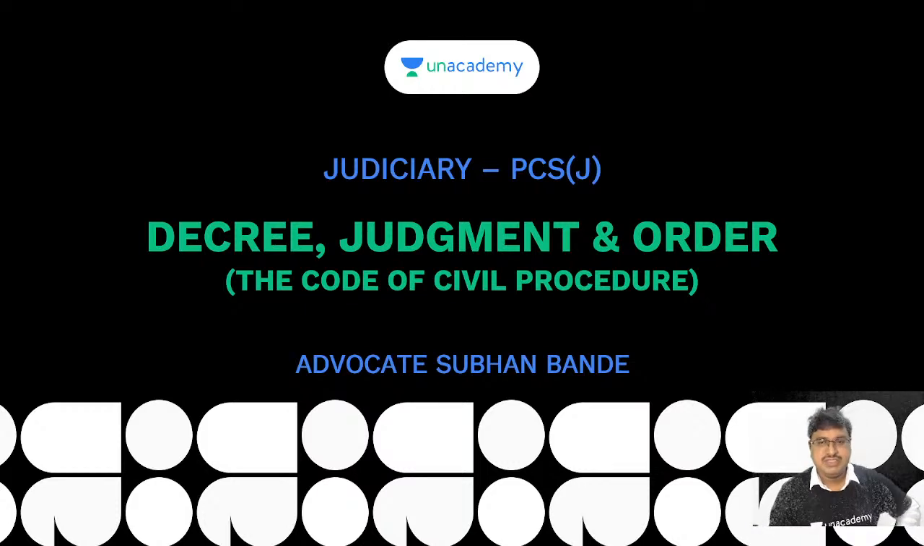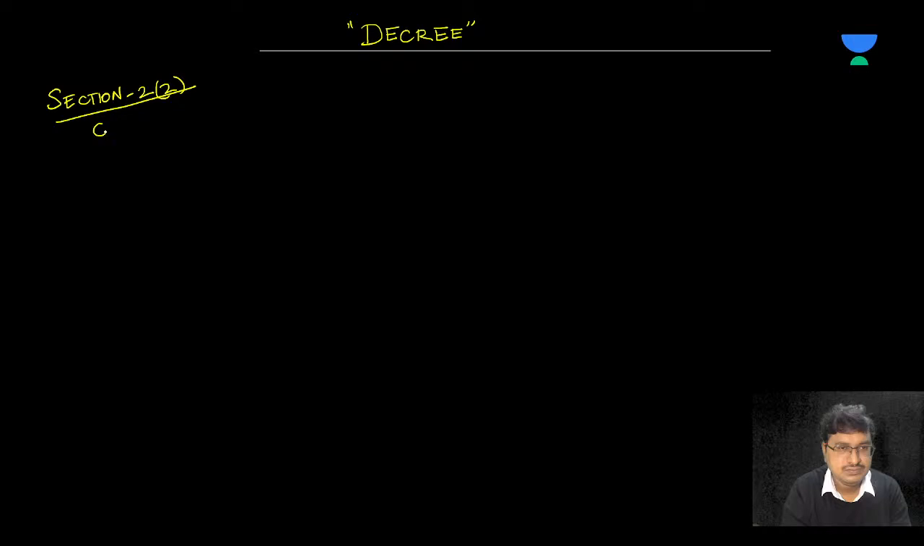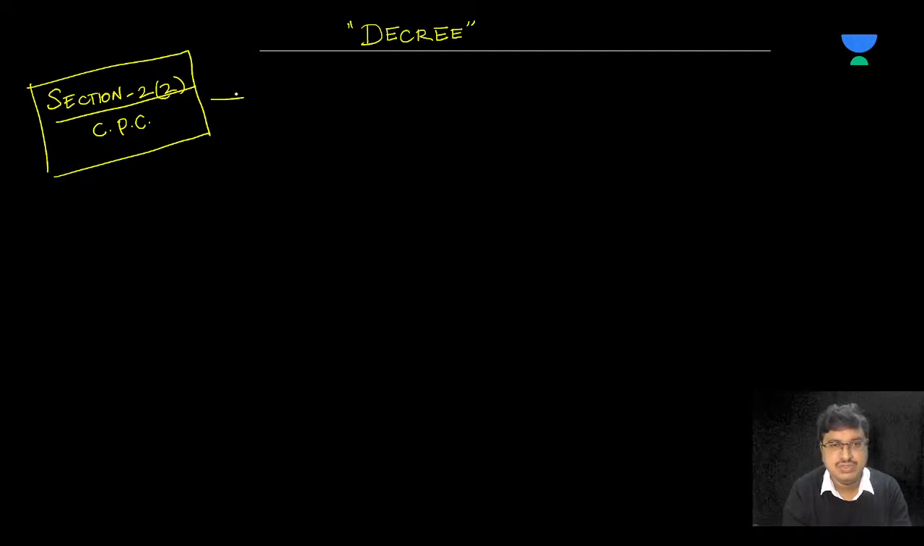Friends, today's concept is decree, judgment, and order as per the Code of Civil Procedure. Now, let us discuss the concept of decree first. Thereafter, the order and judgment. First, decree. Friends, if we go through section 2, subsection 2 of Civil Procedure Code, this section defines the word decree.